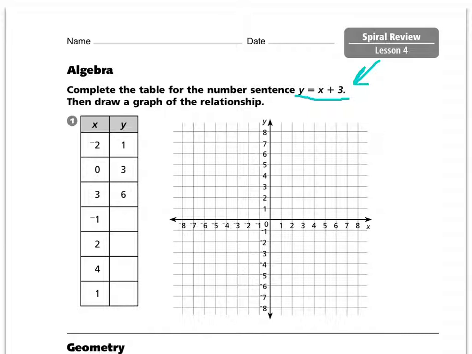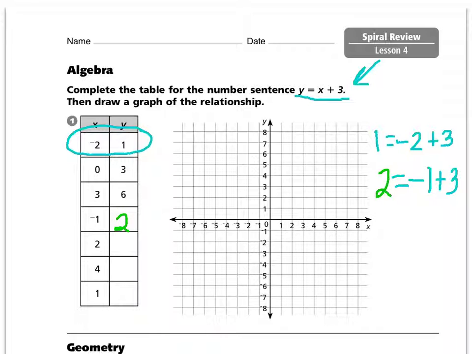So they have -2 as your x, and you would add 3 to that to get your y, and your y ends up to be 1. You can see that relationship right here. So using that, we're going to move on, and we're going to start with -1. So I'm going to plug in -1 into the number sentence, so -1 plus 3, and I need to figure out what that equals for y. And I know that -1 plus 3 would equal 2, so I'm going to put a 2 there for my y.